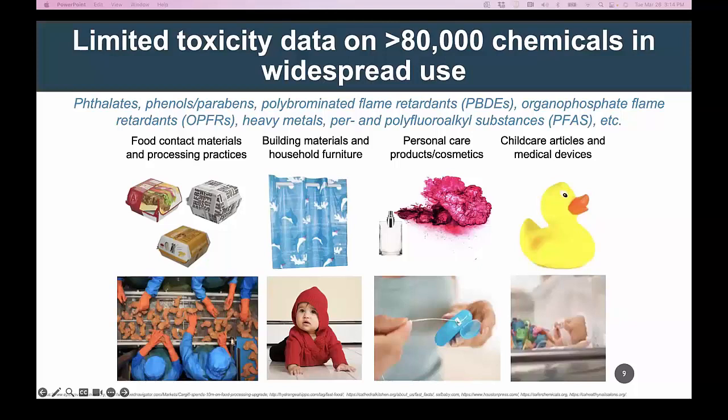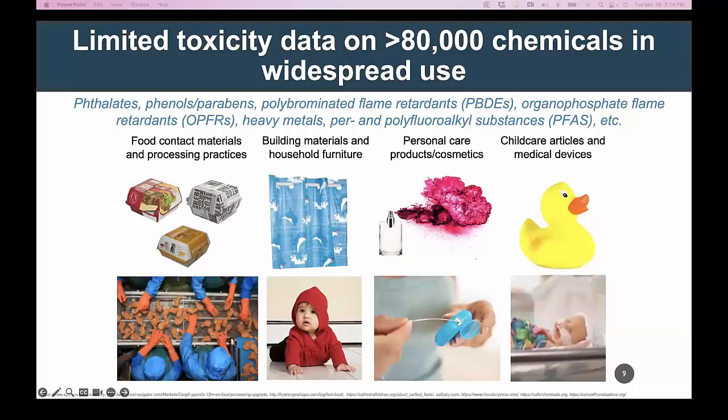And we have limited or no toxicity data on most of those chemicals, most of the chemicals in U.S. commerce. And that's really because of the way U.S. chemicals policy works. There's really no requirement for toxicity testing prior to releasing chemicals in U.S. commerce. However, there are some high production volume chemicals that have gotten a lot of attention in recent years because of their widespread use and potential to impact human health.